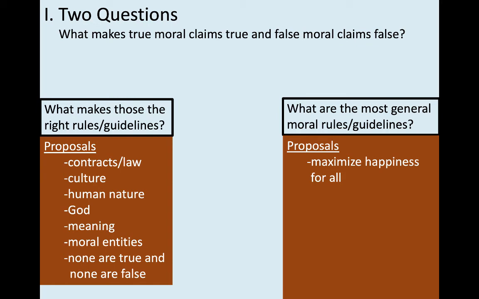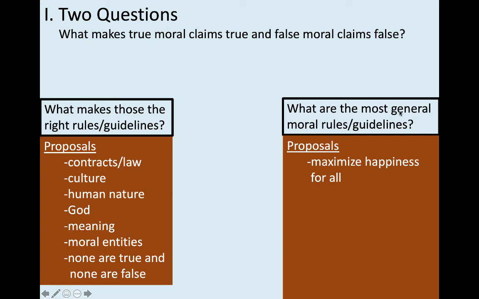So we might say the most general moral rule or guideline is maximize happiness for all. Now notice, if I said, whatever the right principles are, what makes them right, and you replied, maximize happiness for all, that would make no sense. But if I said, whatever the right principles are, what makes them right, and you said, culture is what makes them right, that would make sense, or human nature, or God, or whatever. Whereas if I said, what are the most general moral rules or guidelines, and you said, God, well, that wouldn't tell me anything, because I would need to know what God says. And if you ask, what are the most general moral rules or guidelines, and I say, culture, again, that doesn't tell you anything, because you need to know what each particular culture says.